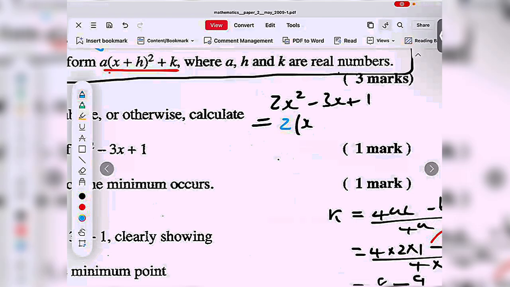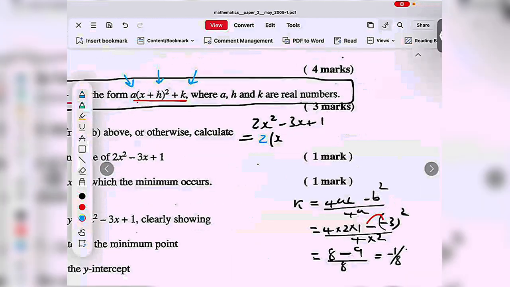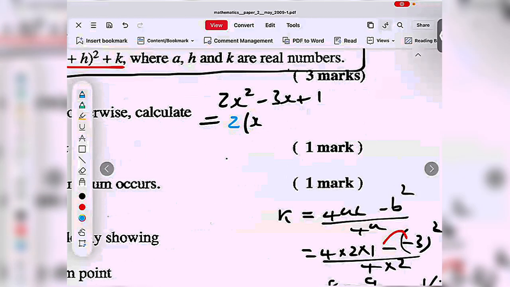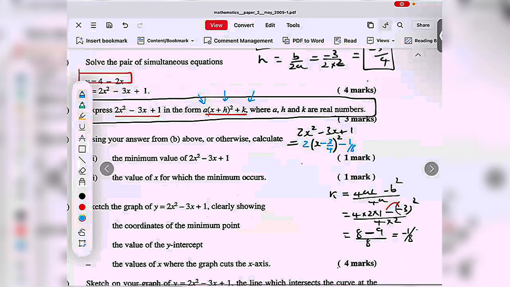what would you get for h, guys? Negative 3/4, minus 3/4, squared, and what is k? Minus 1/8. Negative 1/8. So you put all of the answers where we found them. All of the answers we found, I have in blue, so it can make the rest of the questions easier. We don't get lost.